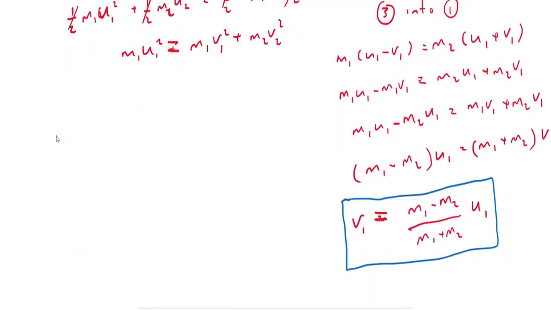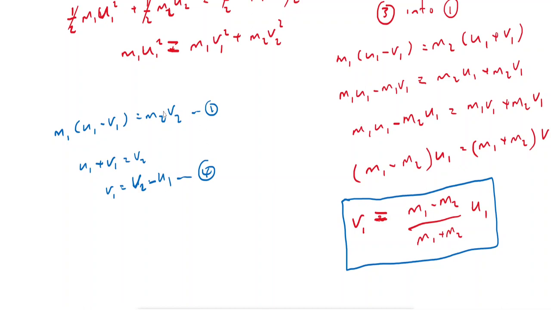All right, so let's have it here. Remember my equation 1 says M1 U1 equals M1 V1 plus M2 V2. What I'm going to do here is just substitute. The easiest way is to take this equation three, V1 equals V2 minus U1, and resubstitute it. Basically, that's what V1 is going to be. Call it equation number four, and substitute it into equation one.